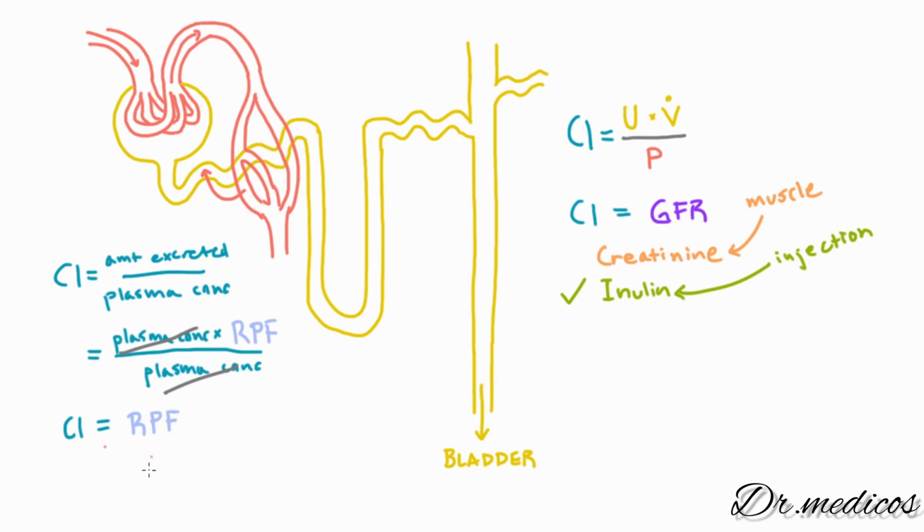And so what's an example of a substance that's totally secreted? Well, that would be PAH, which stands for para-aminohippurate. But really you just need to know it as PAH. So if you can measure the clearance of PAH, you have then measured the renal plasma flow. But like inulin, it's not super convenient, because where does PAH come from? Well, it has to be given from outside.